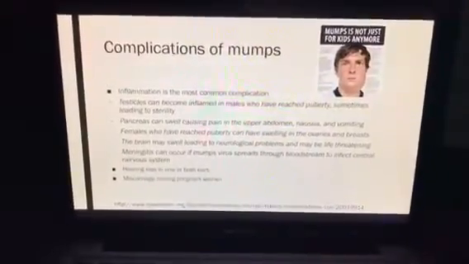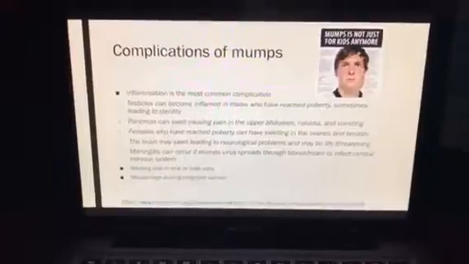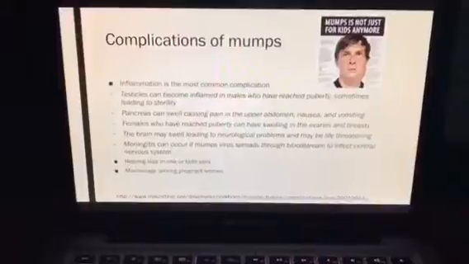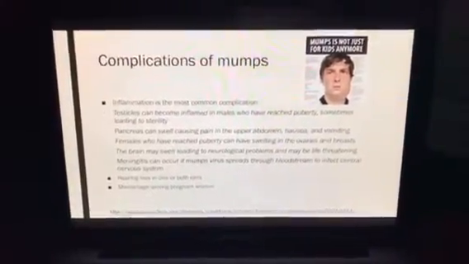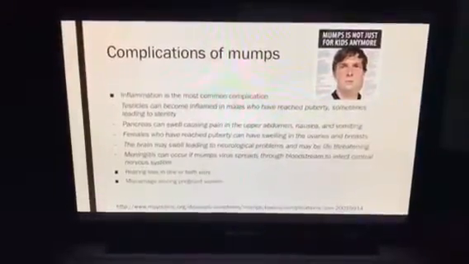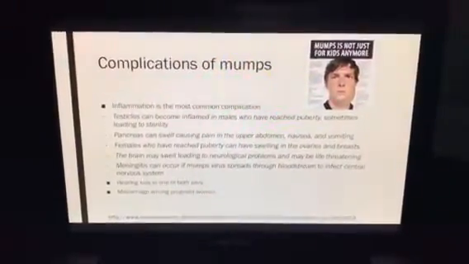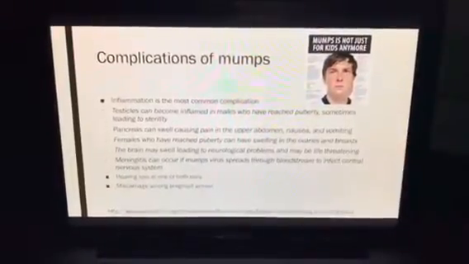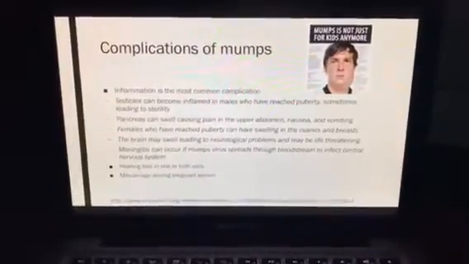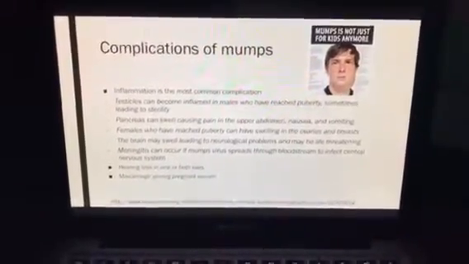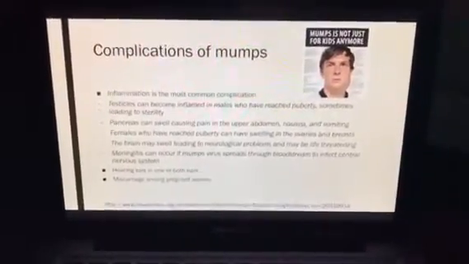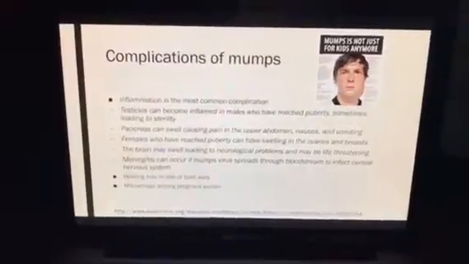The most severe inflammation would be inflammation of the brain, which could lead to neurological problems and could also be life-threatening. This is a very rare complication, but it does happen. Meningitis can also occur if the mumps virus spreads through the bloodstream, and it would infect the central nervous system. Besides inflammation, hearing loss in one or both ears, depending on which side the swelling is on, can occur. And women that are pregnant have a much higher risk of miscarrying if they have mumps.